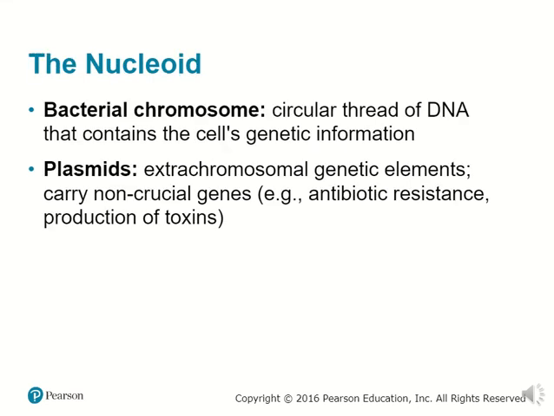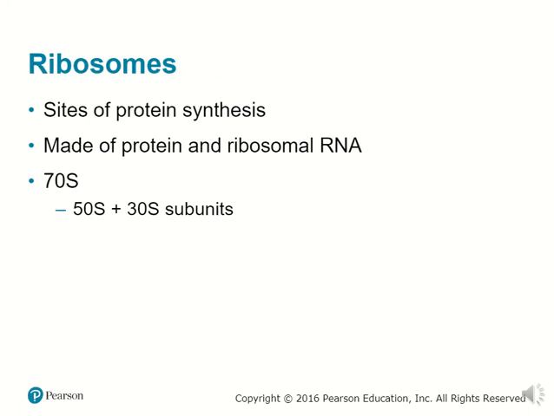Now, the nucleoid is basically a bacterial chromosome, and it has a circular thread of DNA. Instead of our double helix in humans, it's a circular piece of DNA that contains the cell's genetic information. There are plasmids, which are extrachromosomal genetic elements that carry non-crucial genes, such as antibiotic resistance, or help produce certain toxins against rival cells.